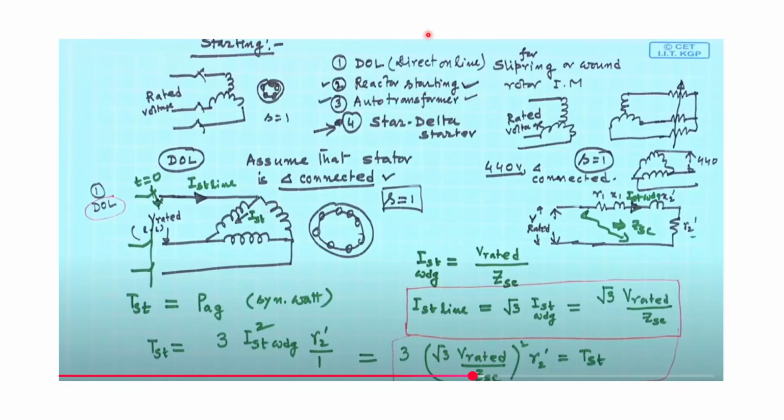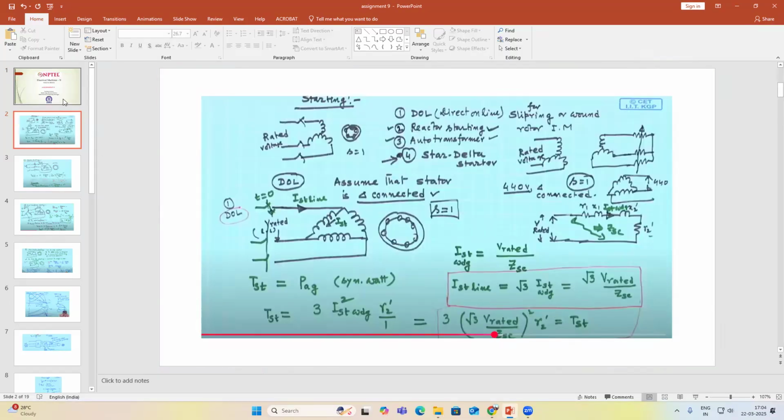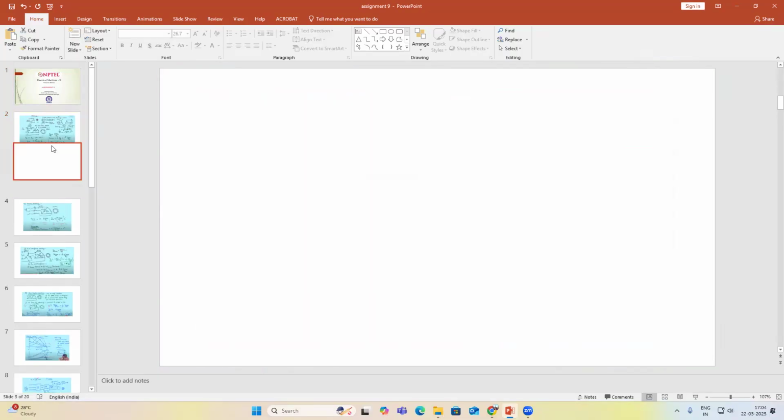One thing is that these are starting methods, and another thing is regarding the slip ring induction motor or the squirrel cage induction motor. Now, in the case of slip ring induction motor, let me just write some things. Let us first discuss the slip ring induction motor: rotor resistance starting.